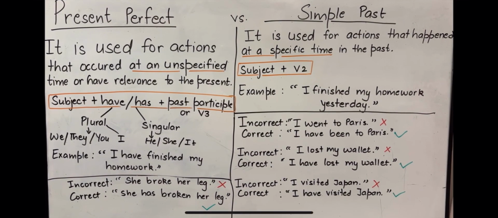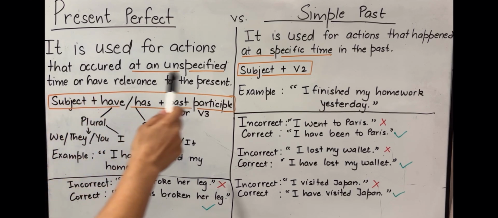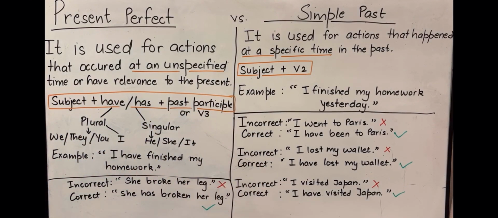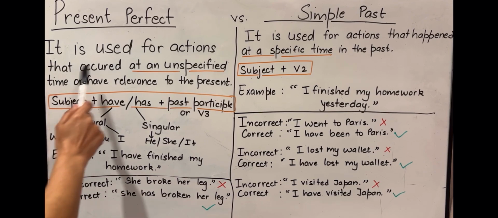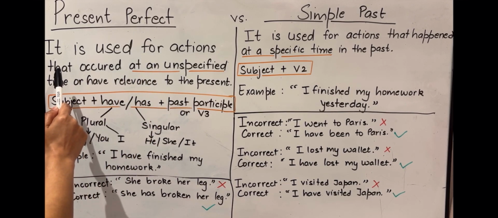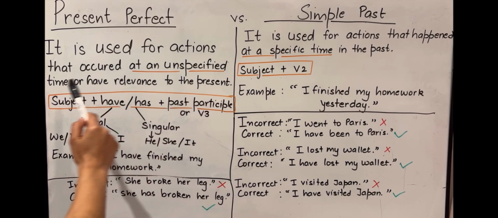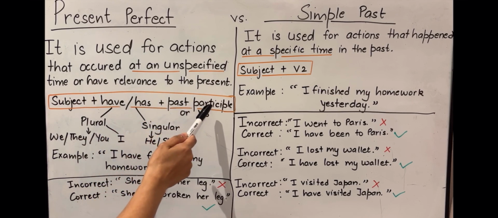Now the second distinction is between present perfect and simple past tense. The simple past tense and the present perfect tenses are often confused because they both refer to actions that occurred in the past. However, they serve different purposes and are used in distinct contexts. Here's a breakdown of the common confusion. It is used for actions that occurred at an unspecified time or have relevance to the present.